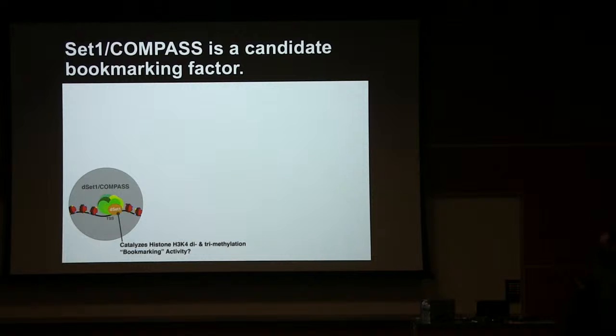This is based on the fact that Gerd Blobel's group had shown a few years back that mammalian versions of the COMPASS complex do have bookmarking ability, and I believe in an immune cell type. And so we became interested in testing directly if this complex could also be playing this role in early embryos. So what is this complex?